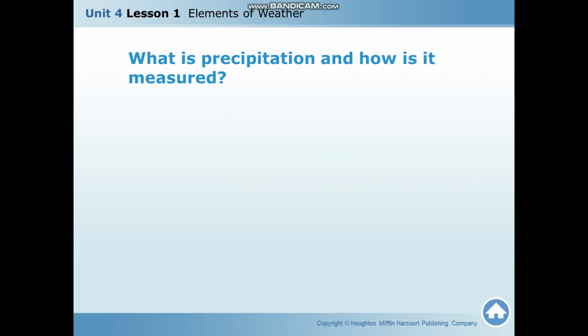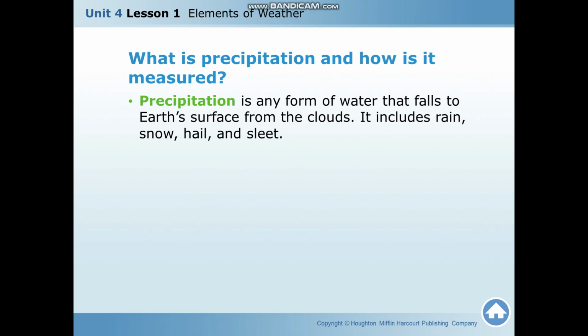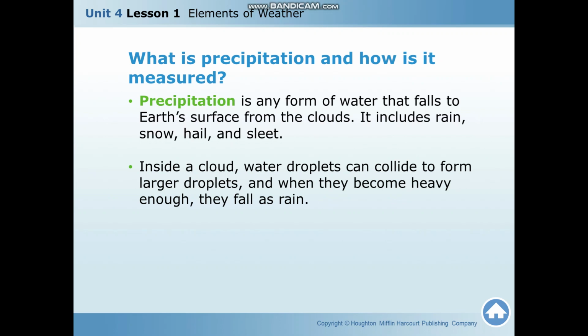What is precipitation and how is it measured? Precipitation is any form of water that falls to Earth's surface from the clouds. It includes rain, snow, hail, and sleet. So in this, we call the rain, snow, hail, and sleet as precipitate. So these are the types of precipitation. Inside a cloud, water droplets can collide to form larger droplets. And when they become heavy enough, they fall as rain.